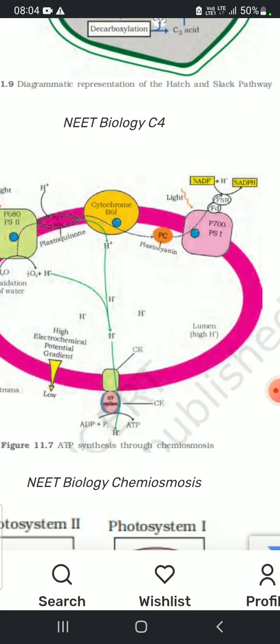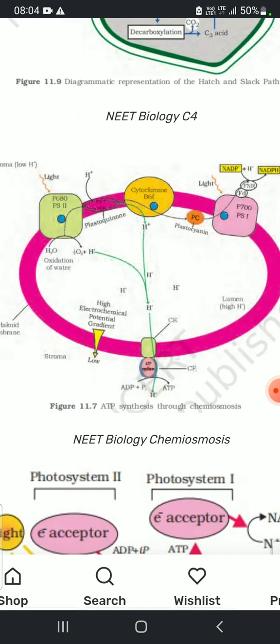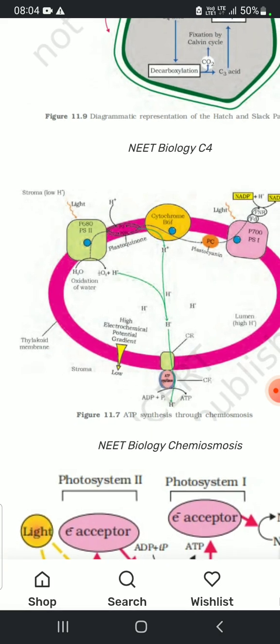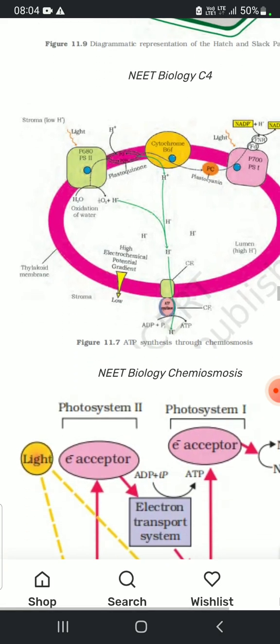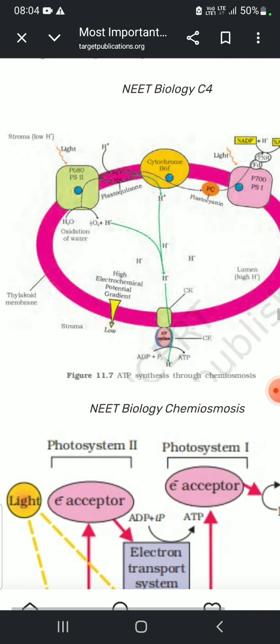Next, photosynthesis: diagram of ATP synthase and chemiosmosis. So we can see the thylakoid membrane is given here. H plus is concentrated in the lumen from the stroma. Between PS2 and cytochrome b6f, we can see the plastoquinone. How to remember it? Between PS2 and cytochrome b6f, we can see the plastoquinone.